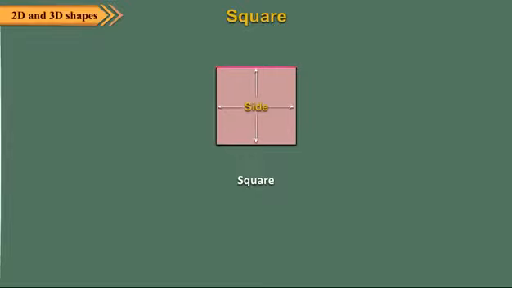Square. A square has four sides. All the sides of a square are equal. A square has four vertices.